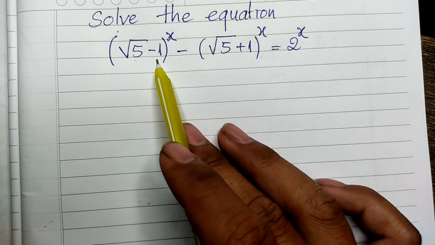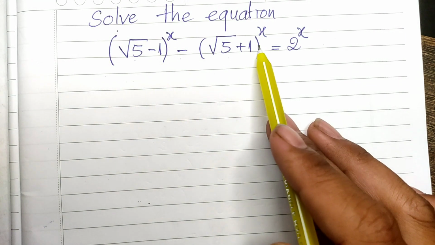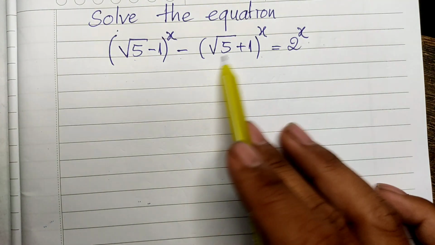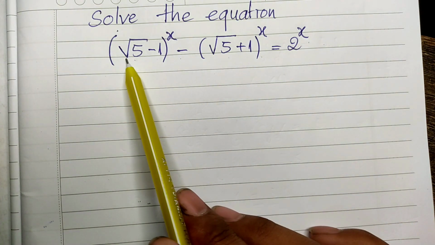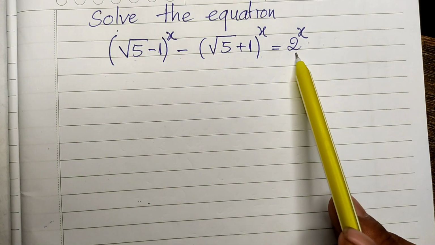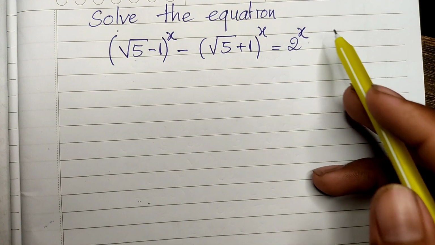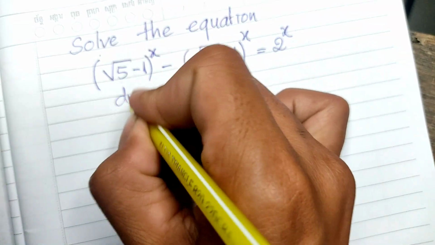(√5 − 1)^8 − (√5 + 1)^8 = 2^8. Okay, we have different bases: this is √5 − 1, this is √5 + 1, and this is 2. How to show this? First, we divide both sides of this equation by 2^8. Let's show this. Divide.